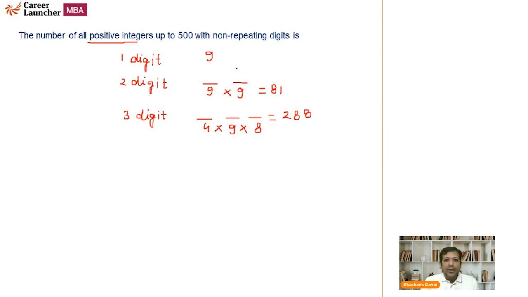So what are the total numbers we are talking about? That is 90 plus 288, so that comes out to be 378. So how many total numbers are we talking about? That is 378, and that's the answer to this question. Now let's move on to question number 2.